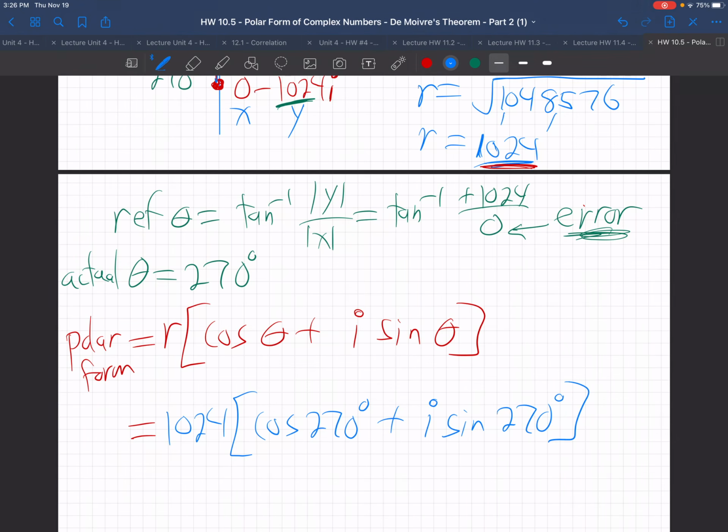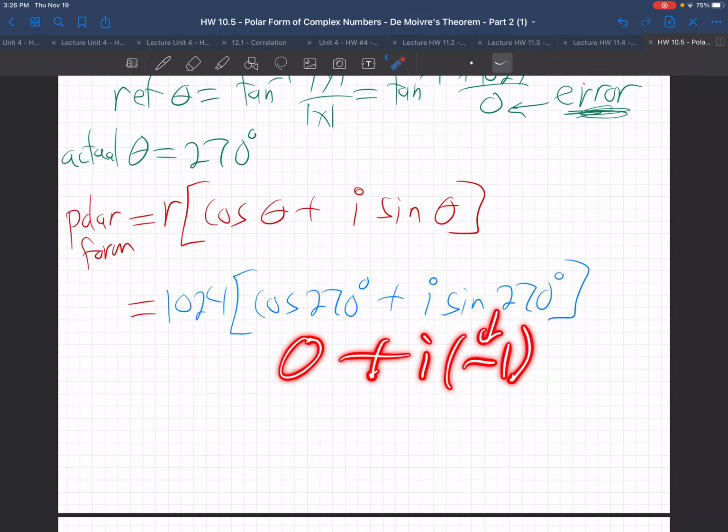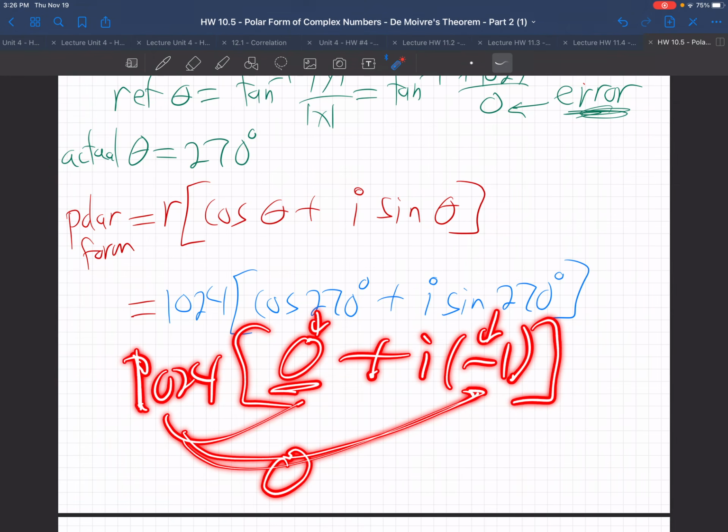The angle's 270. By the way, you could double check this. Not needed, not required, but if you look on the unit circle, or just use your calculator, you'll find the cosine of 270 is 0. The sine of 270 is -1. Okay, so what? Well, again, this is not required, but I want to show you, this is 1024 out here, that if you were to distribute this through, 1024 times 0 would be 0, and 1024 times this guy would be minus 1024i. See how it goes right back to our complex number, 0 minus 1024i?